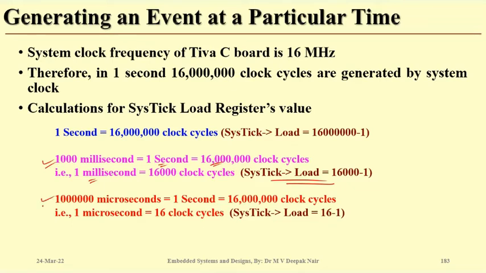Similarly, if you want a microsecond delay, 10 to the power 6 microseconds is 1 second, which equals 16 into 10 to the power 6 clocks. So to generate a 1 microsecond event, you will have to load 15 into the load register. These are in decimal, and of course you will have to convert them into hexadecimal. These calculations have to be kept in mind while programming the SysTick timer.